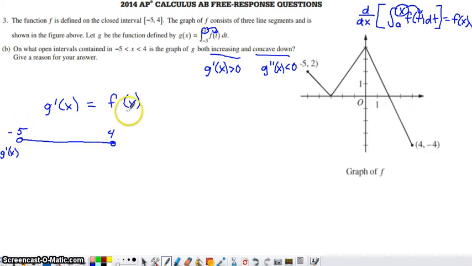Well, when is f of x undefined? Look at the graph. You don't have any holes or asymptotes on this graph between -5 and 4.